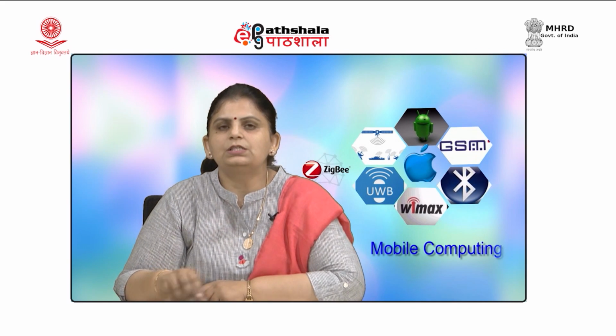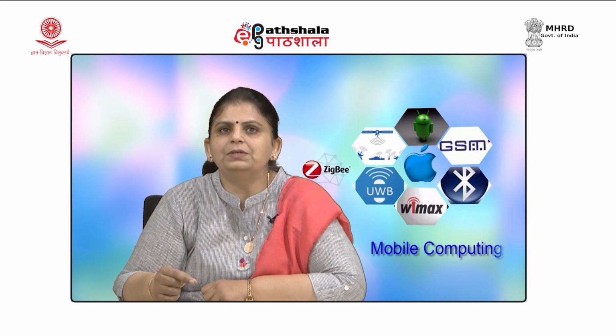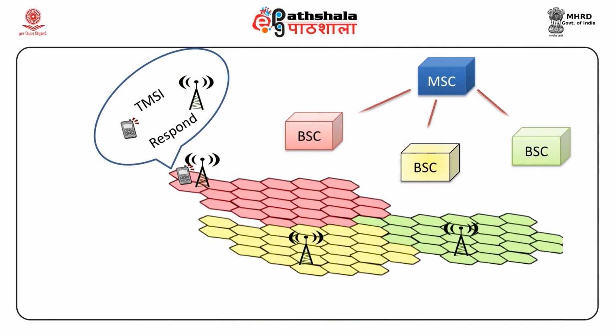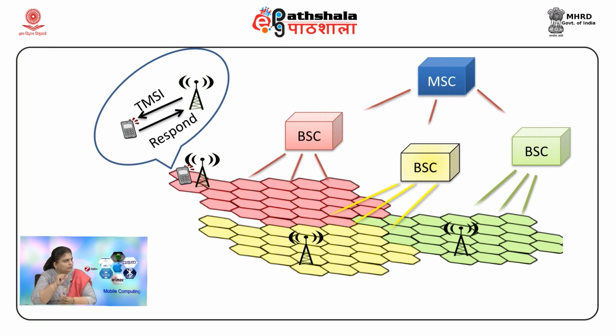Just look at this small animation by which you can understand how paging takes place. Here, as I said, there is an MSC, many BSCs under the MSC, and a group of cells under each BSC. What is happening here is that the TMSI is being broadcast, and you can see in the zoomed area that the mobile phone observes its own TMSI on the downlink and then it responds.